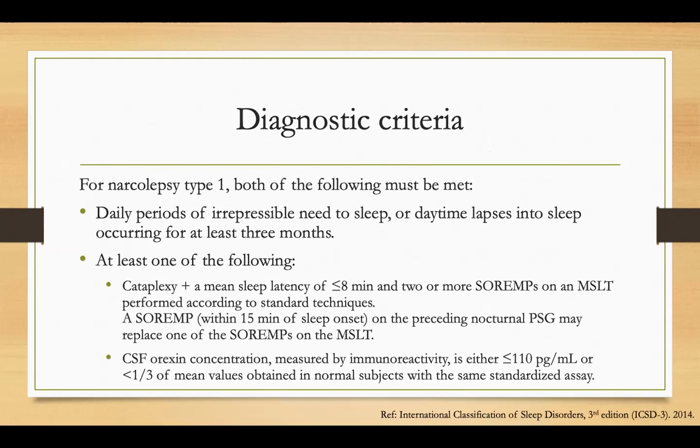Here is the diagnostic criterion for narcolepsy type 1. Both of the following must be met. 1. Daily periods of irrepressible need to sleep or daytime lapses into sleep occurring for at least 3 months. 2. At least one of the following. A. Cataplexy plus a mean sleep latency of at most 8 minutes and 2 or more sleep onset REM periods on an MSLT. B. CSF orexin concentration is low.